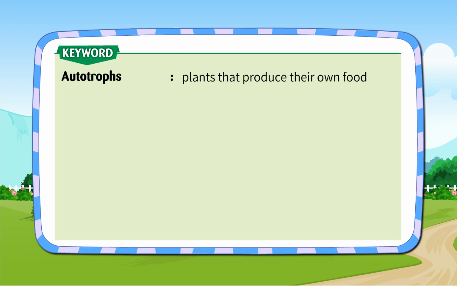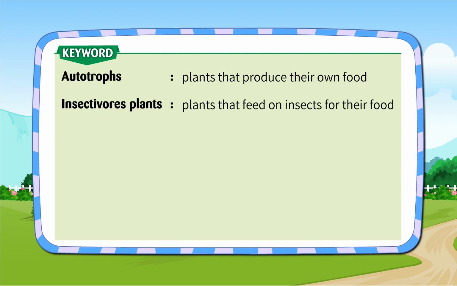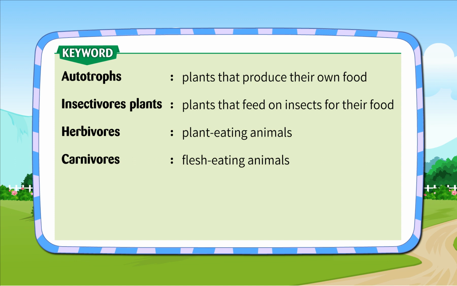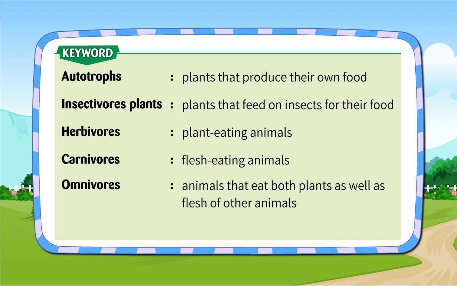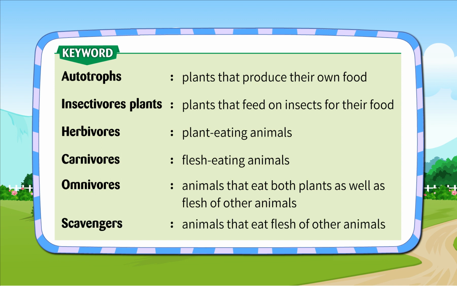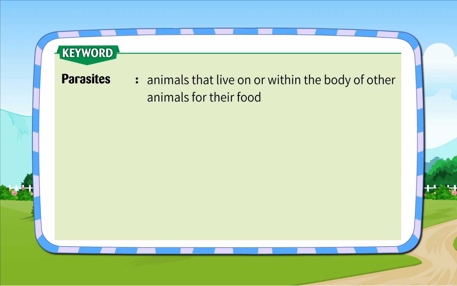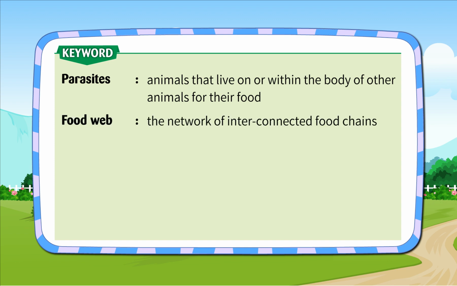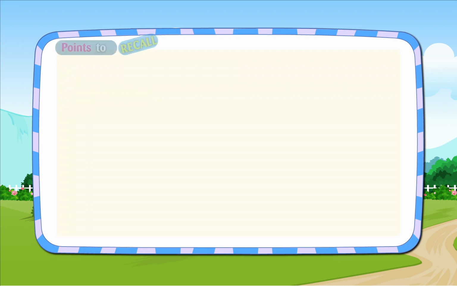Keywords: autotrophs, plants that produce their own food; insectivorous plants, plants that feed on insects for their food; herbivores, plant-eating animals; carnivores, flesh-eating animals; omnivores, animals that eat both plants as well as flesh of other animals; scavengers, animals that eat flesh of other animals; parasites, animals that live on or within the body of other animals for their food. Food web, the network of interconnected food chains.